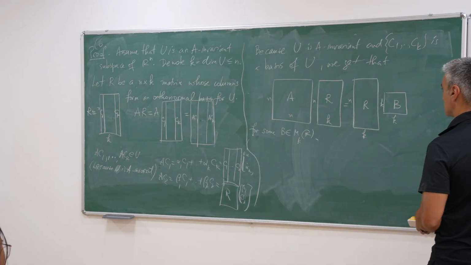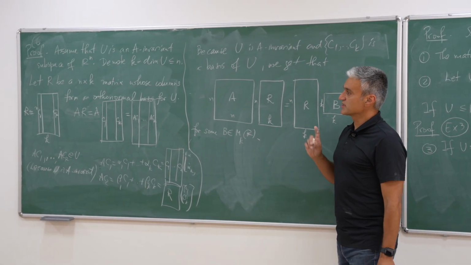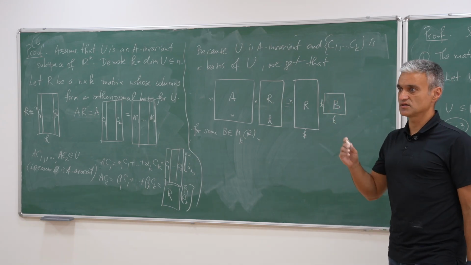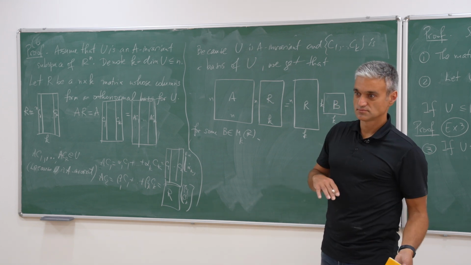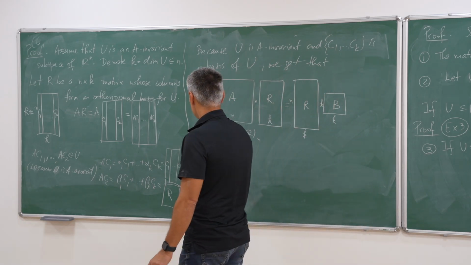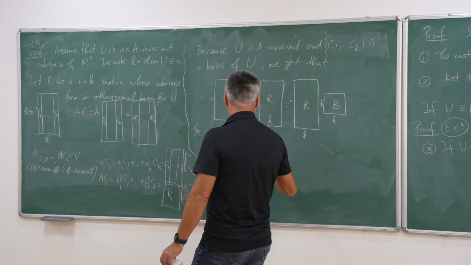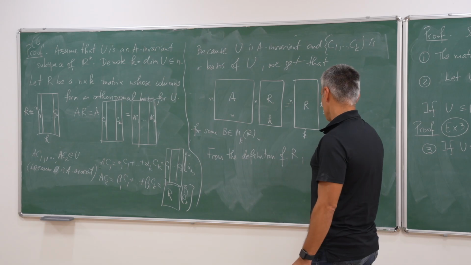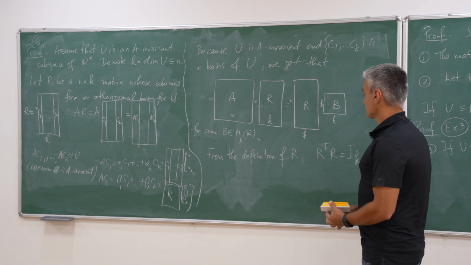This is good. Okay. Now, what else can we say about this matrix R? Because the columns are orthonormal, then which way? Which one? So, from the definition of R, R transpose R equals I_K. There you go. Okay.